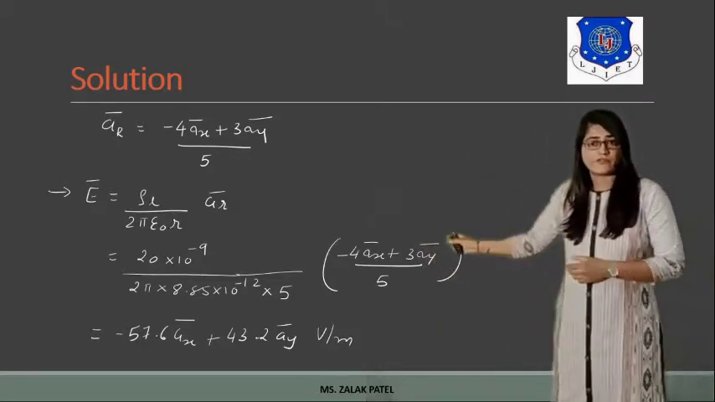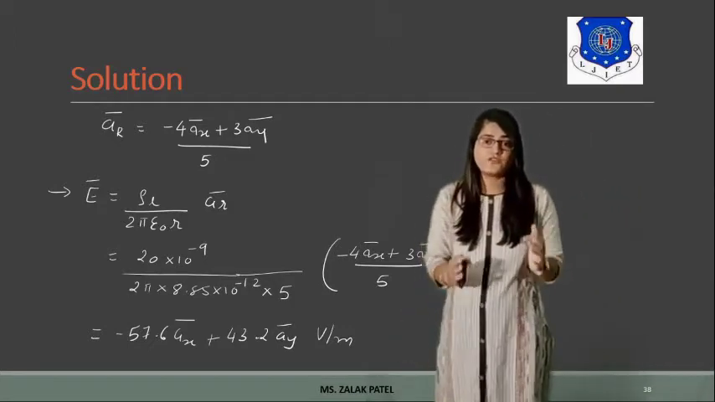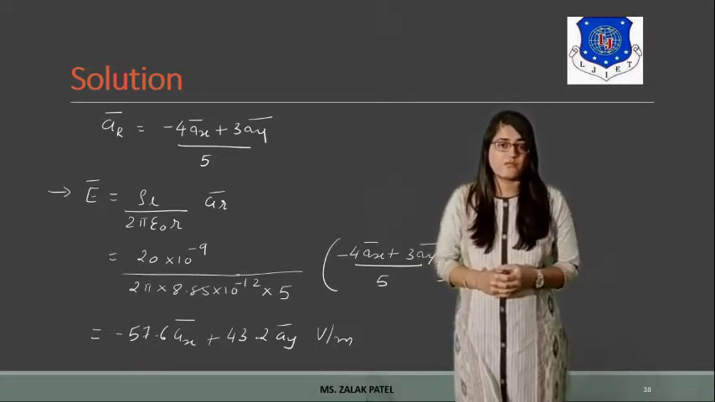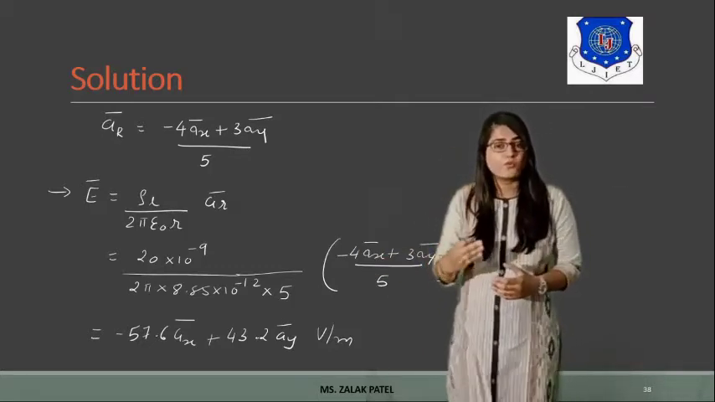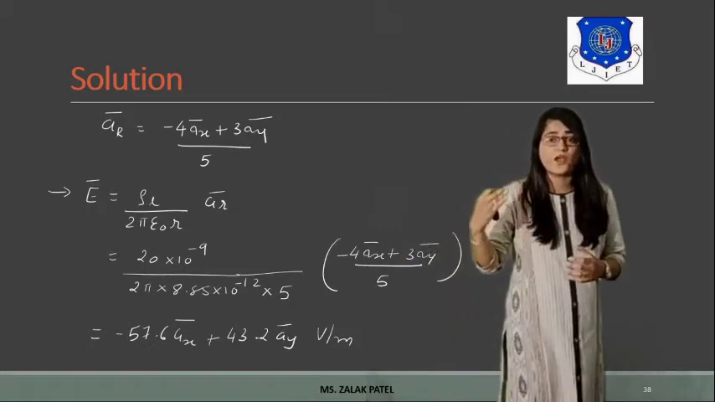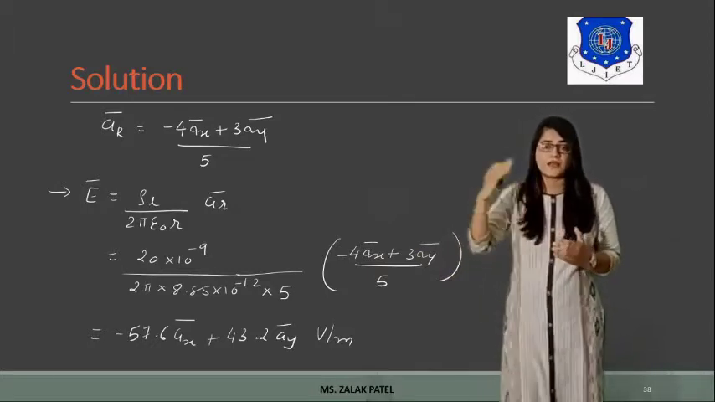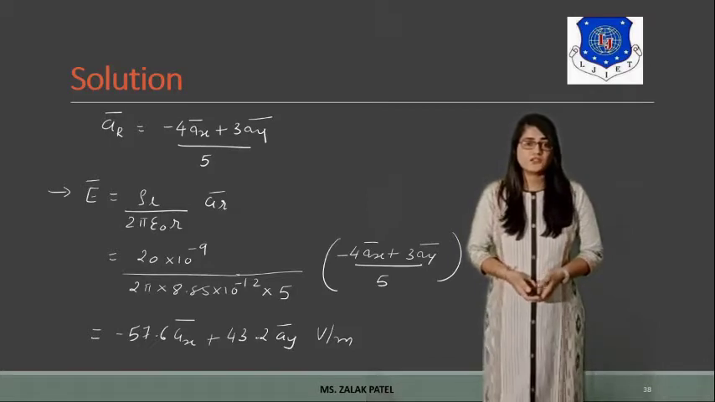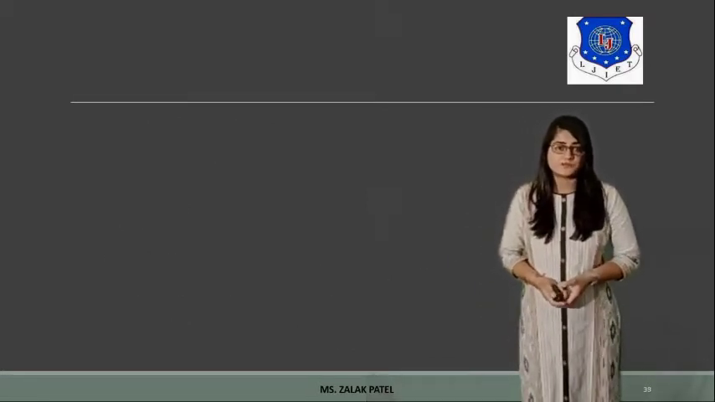Here, for doing the simplification, you have to keep one thing in mind: you first simplify the scalar part and then multiply it with the vector part. Means firstly you have to simplify 20 into 10 raised to minus 9 upon 2 pi into 8.85 into 10 raised to minus 12 into 5, and then multiply this with the minus 4ax plus 3ay upon 5. Okay, so this is the example for finding out the electric field intensity.